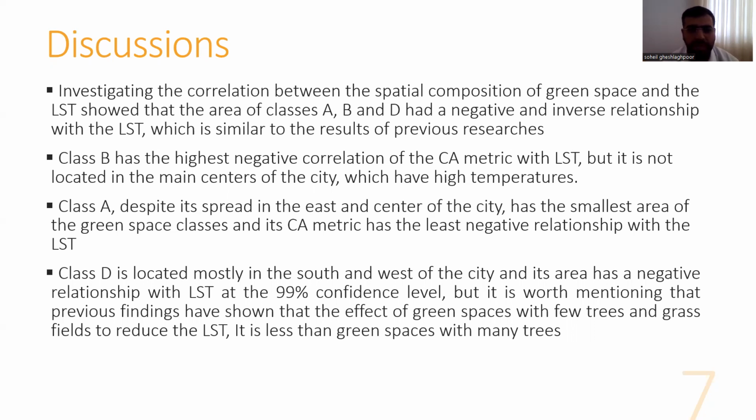Class A, despite its spread in the east and center of the city, has the smallest area of the green space classes, and its CA metric has the least negative relationship with the LST. Class D is located mostly in the south and west of the city, and its area has a negative relation with the LST at the 99% confidence level. But it is worth mentioning that previous findings have shown that the effect of green spaces with a few trees and grass fields on reducing LST is less than that of green spaces with many trees.